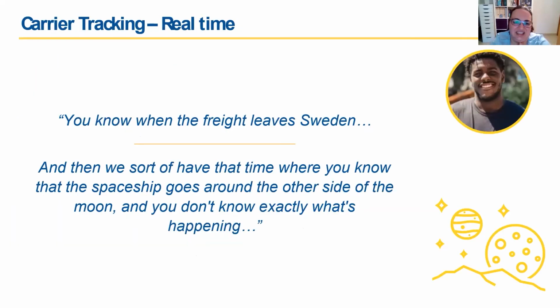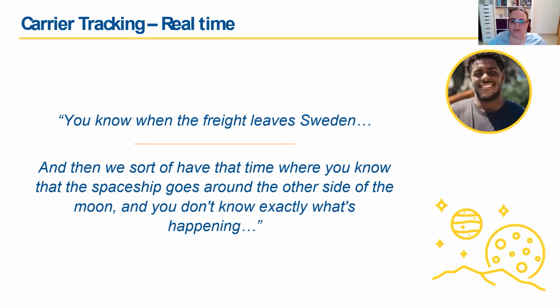When we asked Michael about understanding where his cargo is in international shipping, he told us a phrase that we found very, very interesting. "When the freight leaves Sweden, we have the time where, you know, the spaceship goes around the other side of the moon and you don't know exactly what's happening." So, from his point of view, something being at sea is as remote and unclear as something on the other side of the moon. He doesn't really know where it is. It's an enigma for him.